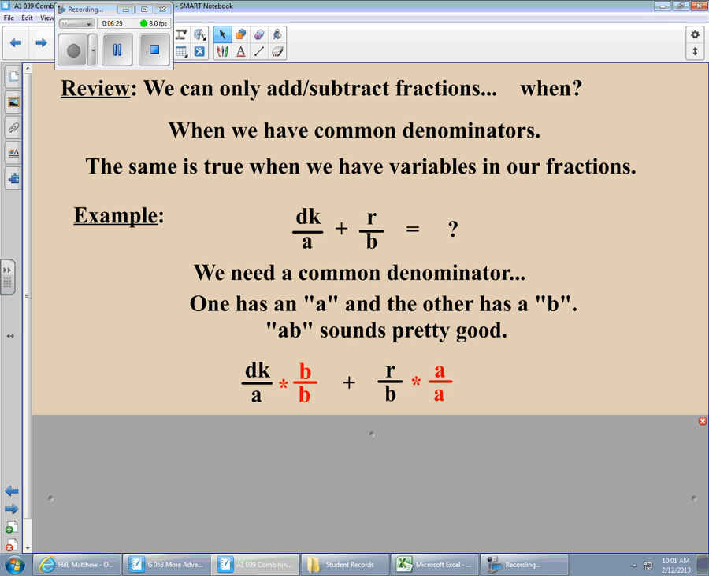Now, doesn't it seem like this would mess up the fractions? We've multiplied the denominator by something, multiplied the numerator by something. Doesn't it seem like that would change the overall value of the fraction? If you're thinking that, I honestly don't blame you. But let's think about why you can actually do this.